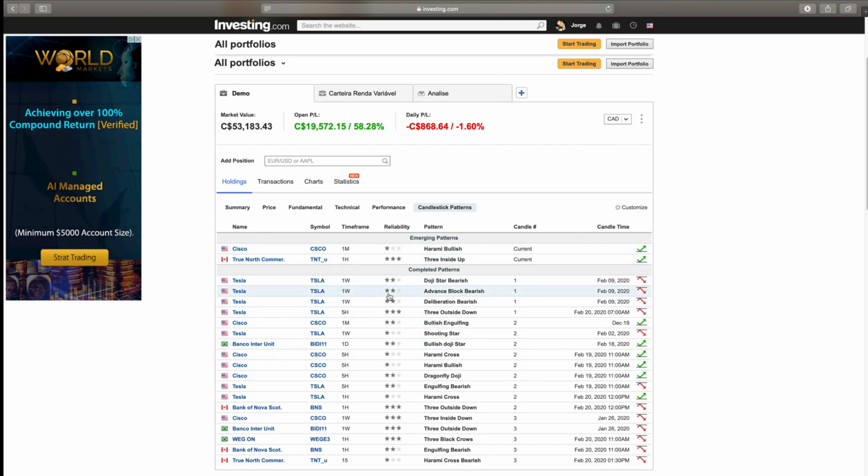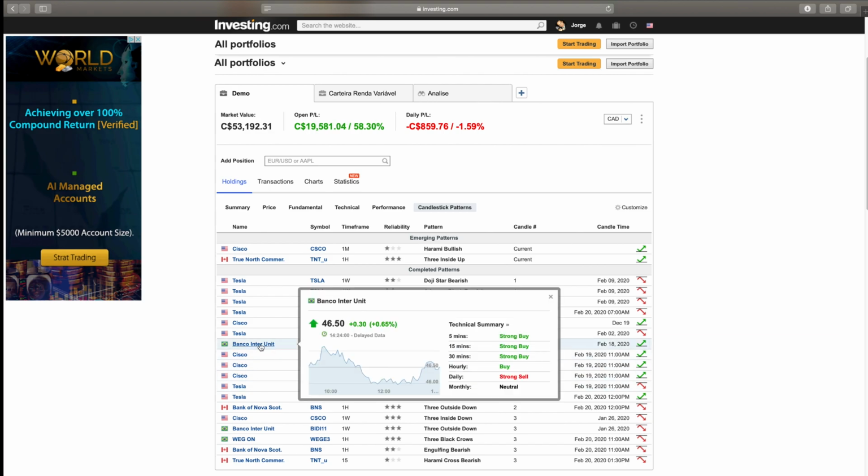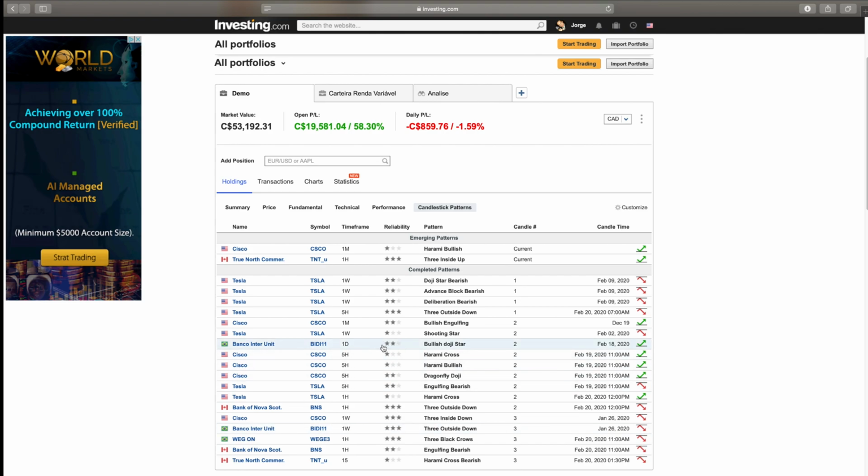Let's go see. The reliability that we have here, as you can see, has 1, 2, 3 stars. You have to take care of the time frame. It could be buying in one time frame and selling in another time frame. So you have to pay attention to this as well. Let's say here I have an example. You see Banco Inter, this is from Brazil. In this time frame, daily chart, it has a bullish doji star. It's a bullish reversal, expected to go up.